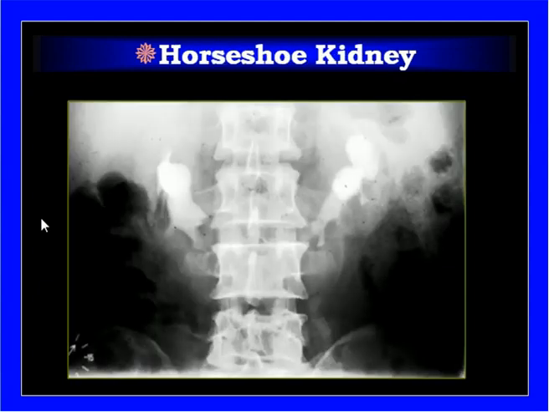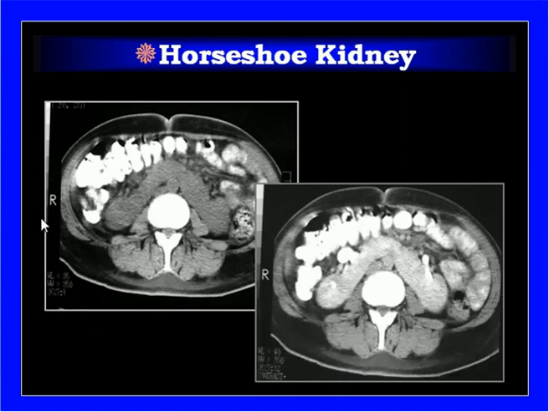Now here is the horseshoe kidney. You can see the kidneys are malrotated and they are more towards the spine, and their lower poles are actually united in the center. Here you can see the CT picture which shows a more clear picture of the horseshoe kidney. As you can see, both kidneys are united in the center. You can see the ureters coming out from the renal pelvises.